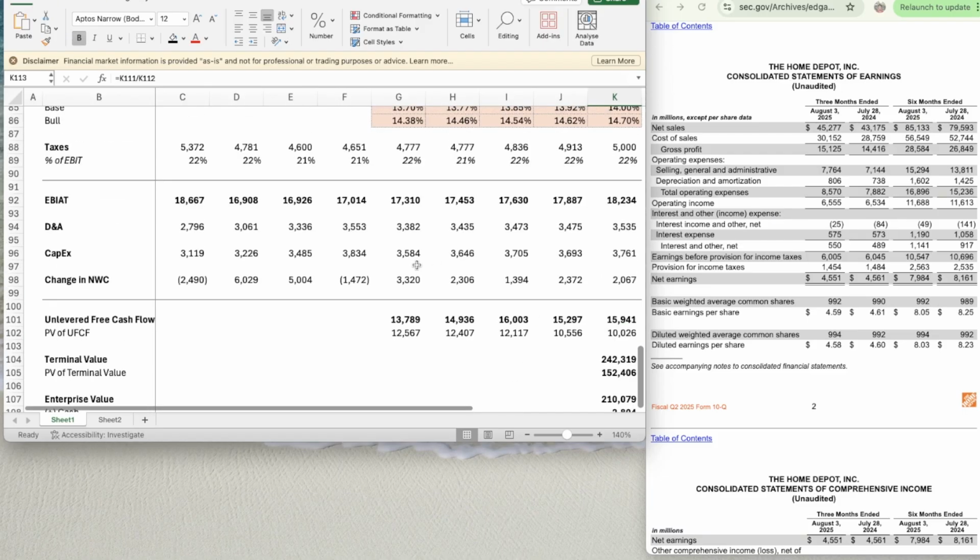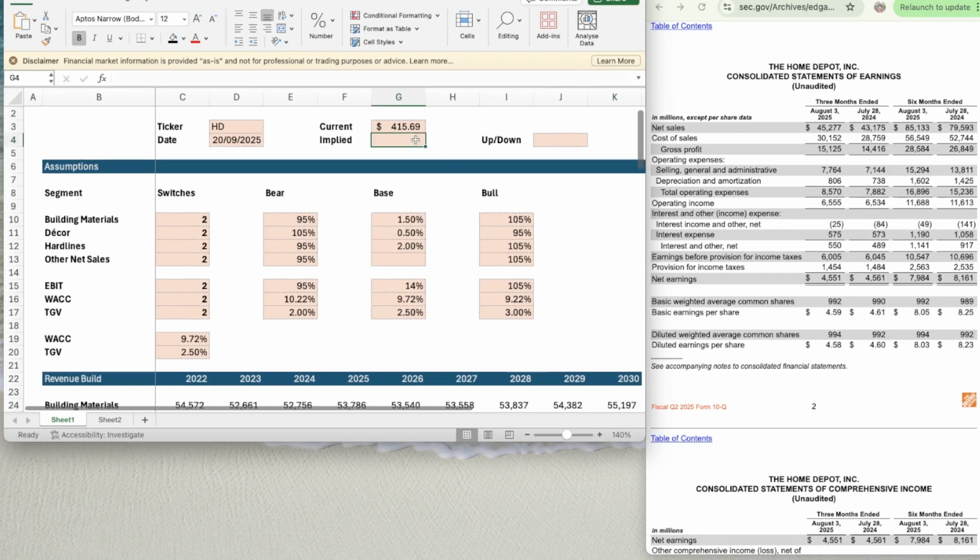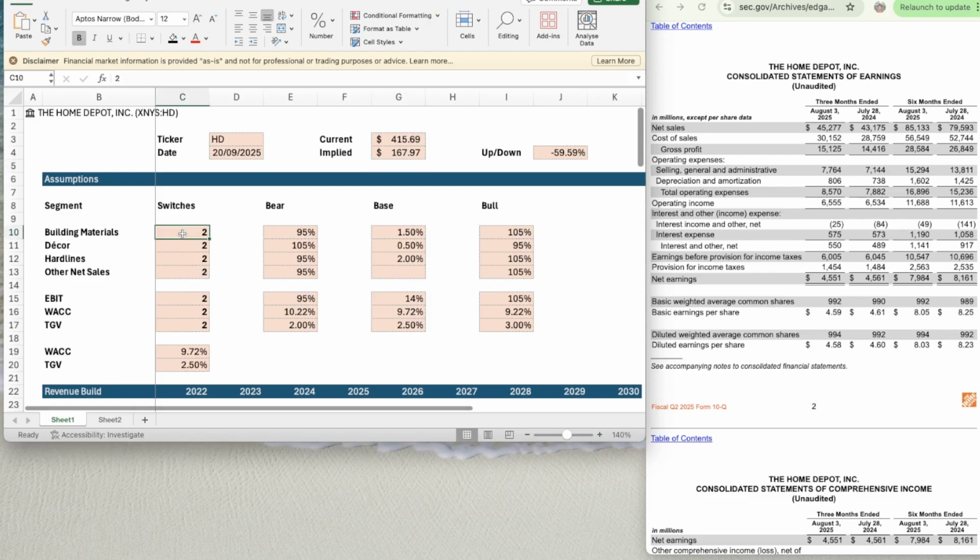So what's that? K113 equals K113. And just like, if you saw the Costco one the other day, it appears that it's significantly overvalued. Let's see what happens if we go completely bullish. 206. It's still very, very overvalued for what it is.